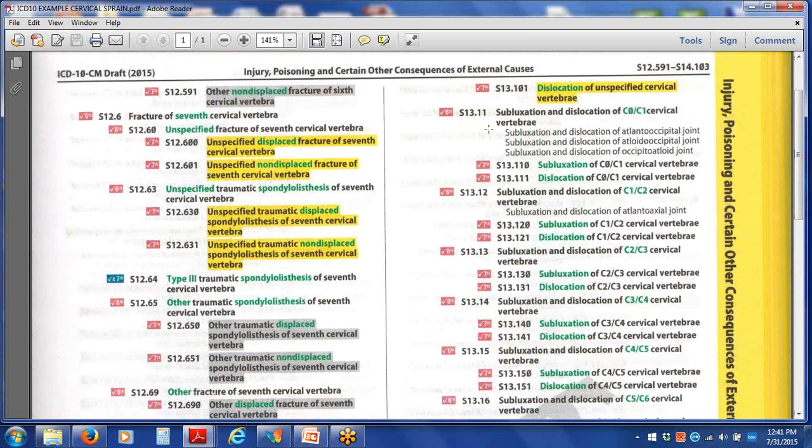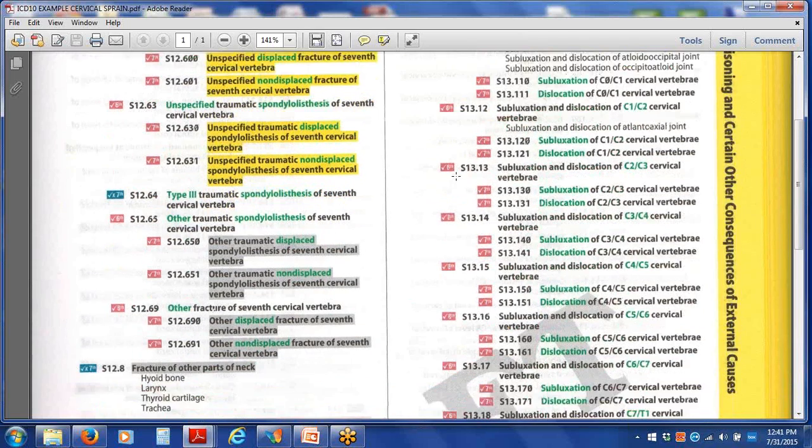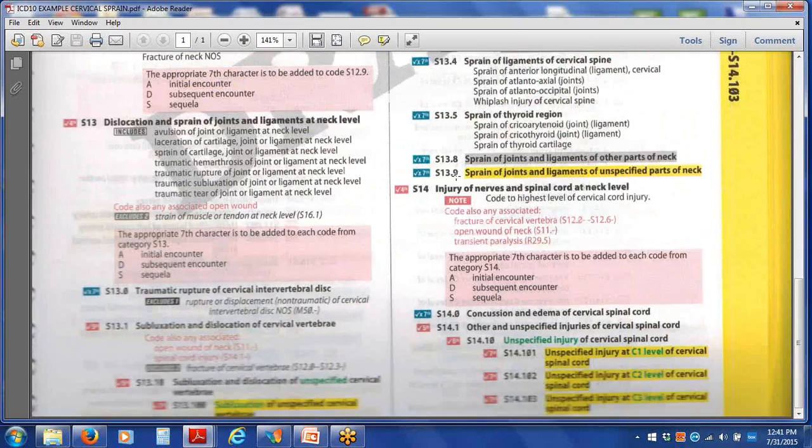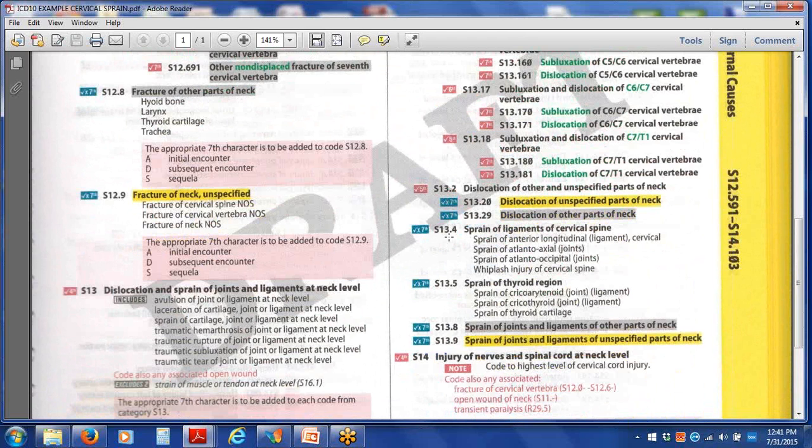And this gives me the cervical, it says subluxation and dislocation of cervical vertebra. Okay, so the S13.4, here we go. Sprain of ligaments of cervical spine is the one that it directed me to. But see what it's telling me over here? I had that check mark. Now it's telling me I have to go out to the 7th digit.